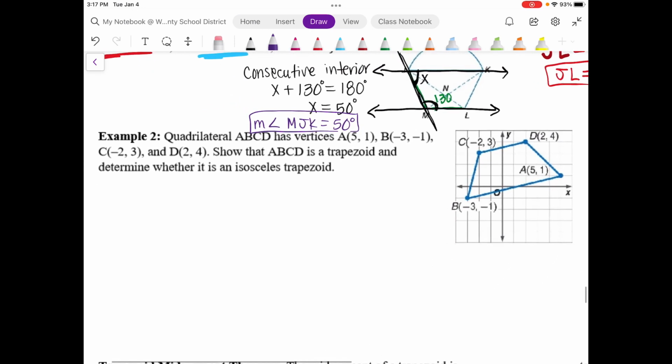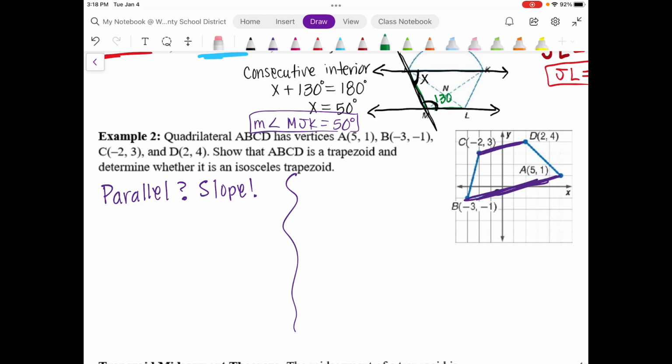Example number 2. Quadrilateral ABCD has these vertices, and these are graphed for you. We want to show that ABCD is a trapezoid, and we want to know if it's specifically an isosceles trapezoid. So remember, in order for it to be a trapezoid, the two sides need to be parallel. So this one and this one need to be parallel. So think about how we are going to determine whether they are parallel. We need to look at the slope. So thinking about the slope, that's how we're going to determine if they're parallel.